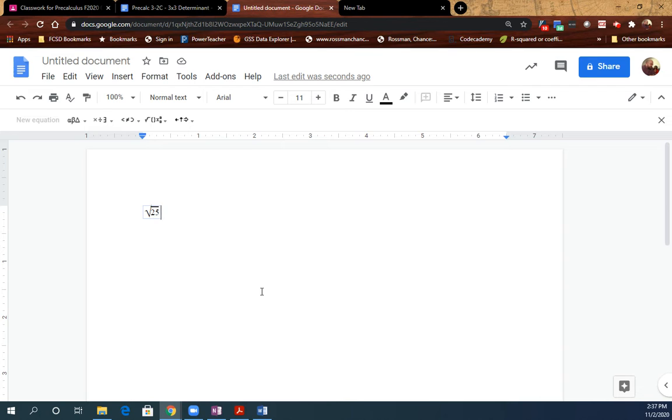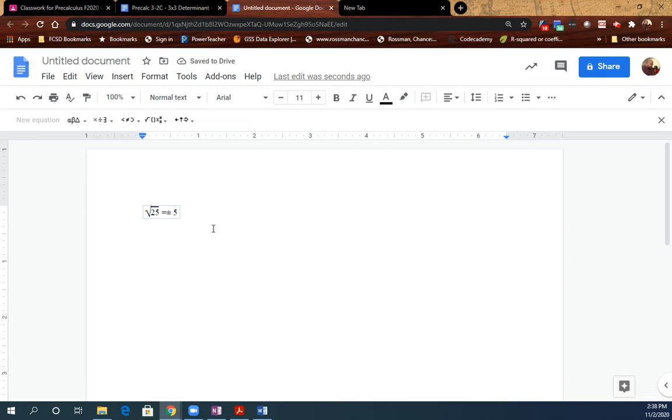You can use your arrow keys inside, and to get out of it, you just hit the right arrow to get out, and then you can say, for example, equals 5, but we want that to be plus or minus 5 because both will give us a square. So if we go to the mathematical symbols, we get plus or minus 5.